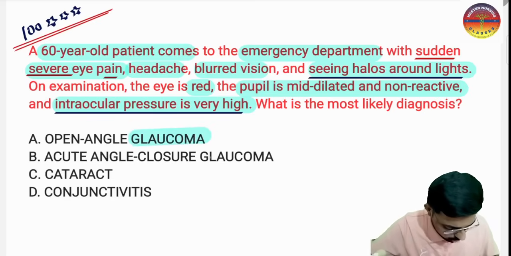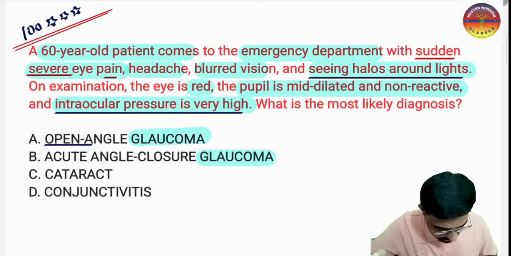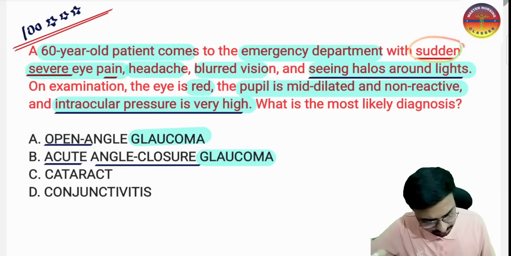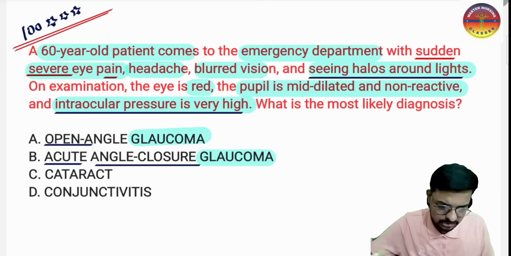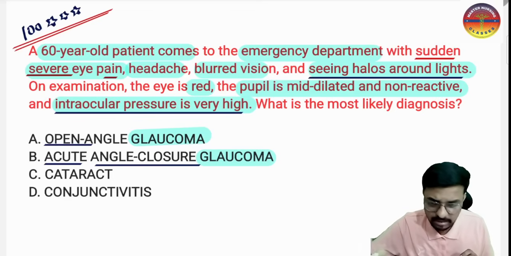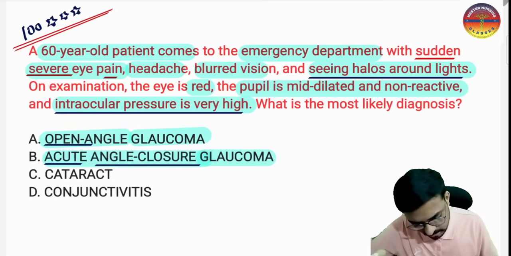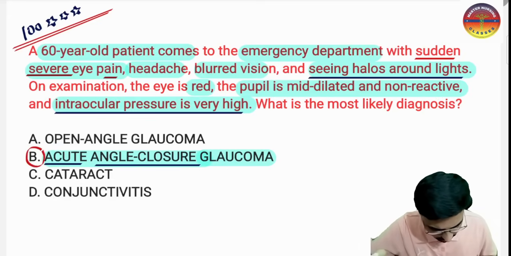In the options we have two types of glaucoma: open angle glaucoma and acute angle closure glaucoma. Now you tell me, the words mentioned here are sudden and severe. Is this an acute condition or a chronic condition? It is an acute condition. These are the two very important types of glaucoma to study in detail. So the correct answer goes to option B, acute angle closure glaucoma.